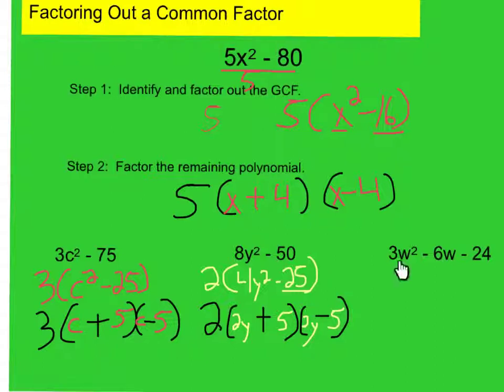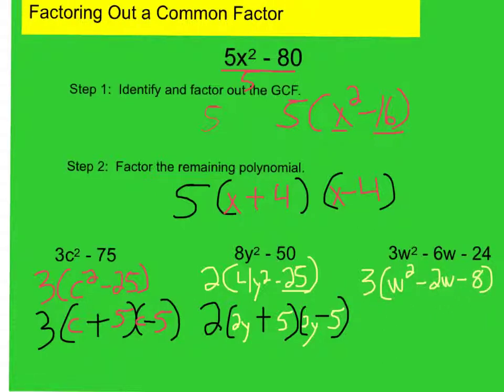Let's look at this trinomial. First, I sure can divide everything by 3. So I'm going to do that. And when I do that, I end up with w squared minus 2w minus 8. Now, hold it. Is this a perfect square? 8. No.